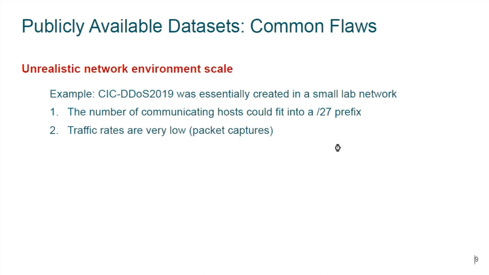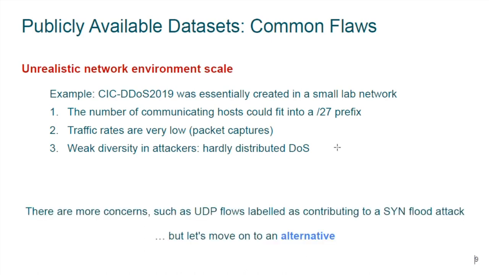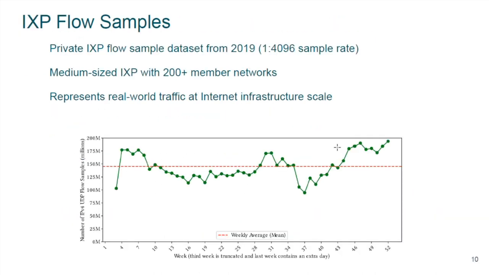Traffic rates are very low, maybe because they want to provide packet captures. And there's a very weak diversity in terms of attackers, hardly any distributed DoS. There are other concerns that we do not report, such as UDP flows being marked as SYN flood attack. Clearly not the case, but we needed an alternative.